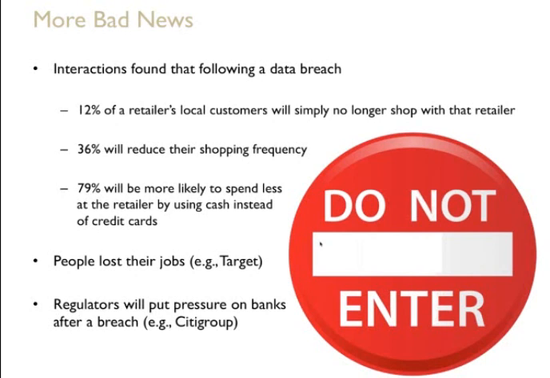But also there are other consequences. Going back to Target again, people lost their jobs, the CIO, the CEO, and there are probably others that we didn't hear about that lost their job because of this breach. Another consequence, as with the example of Citigroup here, after a breach, regulators are going to put a lot of pressure on banks, financial institutions, whoever suffers the breach, to make sure that this thing doesn't happen again.